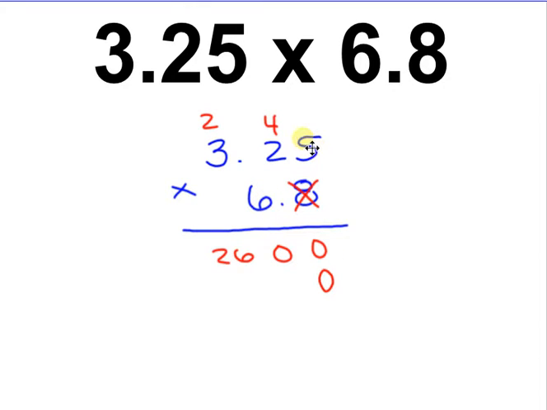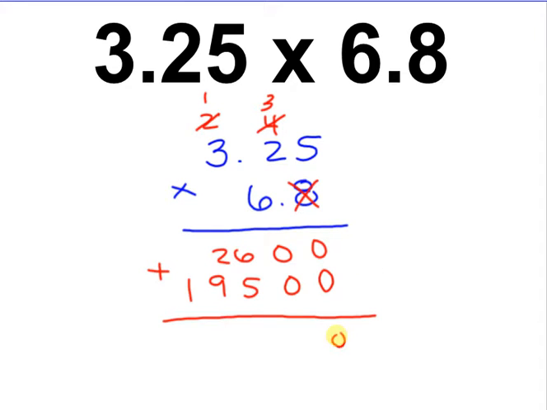6 times 5 is 30, so I'm going to carry the 3, put the 0 at the bottom. 6 times 2 is 12, plus 3 is 15. I'm going to carry the 1, put the 5 at the bottom. 6 times 3 is 18, plus 1 is 19, and I'm going to put the whole 19 at the bottom. And I'm going to add it up. 0 plus 0 is 0, 0 plus 0 is 0, 6 plus 5 is 11, carry the 1, 2 plus 1 is 3, plus 9 is 12, carry the 1, and 1 plus 1 is 2.